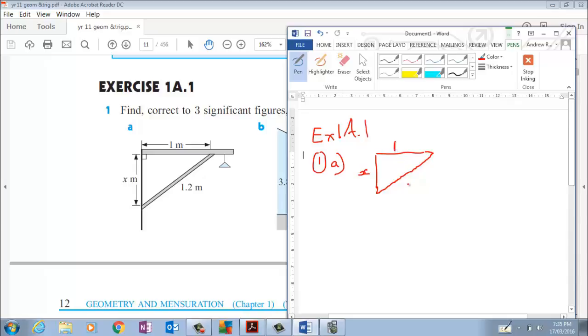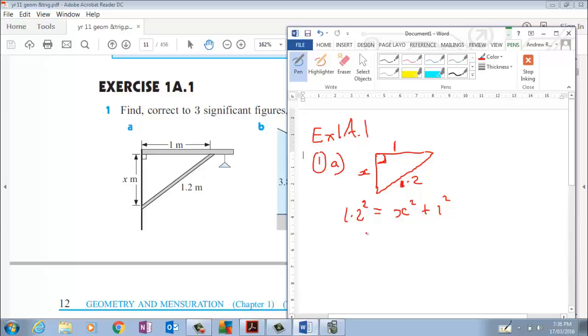This is 1 metre, this is 1.2 metres. Pythagoras has to start off with the hypotenuse squared. So it's 1.2 squared has to equal the sum of the two sides squared individually. So it's x squared plus 1 squared. You have to start off with the hypotenuse because that's the biggest side. That's made up of the sum of the squares of the two smaller sides of the triangle. You have to have a 90 degree angle to be valid for Pythagoras.